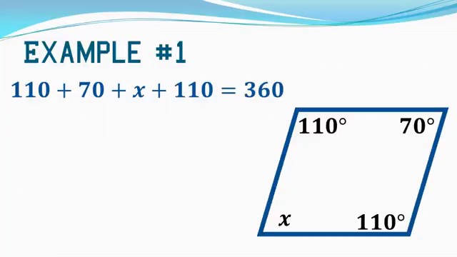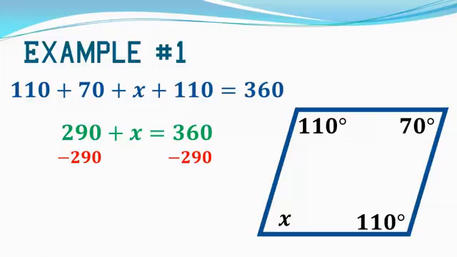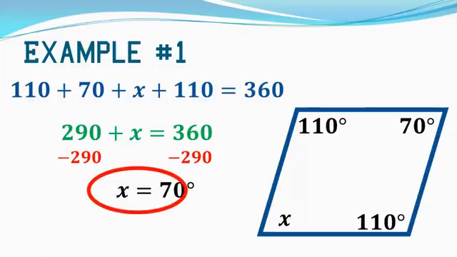So I'm going to combine like terms. I get 290 because 110 plus 110 plus 70 gives us 290. And it's a one-step equation. What's happening to my variable? I'm adding 290, so I'm going to subtract 290 from both sides. Now I'm left with x equals 70 degrees.